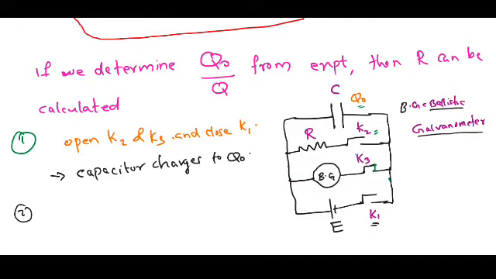The total charge on the capacitor is Q0, and this charge starts to flow through this BG. The flow of the charge produces a current, and according to that current, a throw, a deflection theta, will be recorded in the BG. If Q0 is the total charge flowing through the BG, then let us note down theta 0 as the corresponding throw in the ballistic galvanometer.